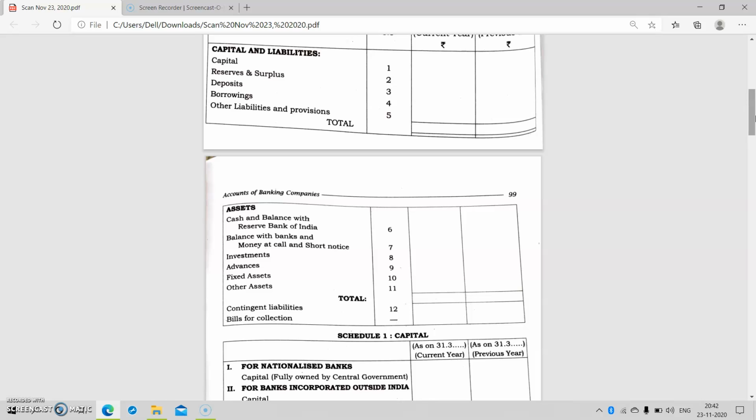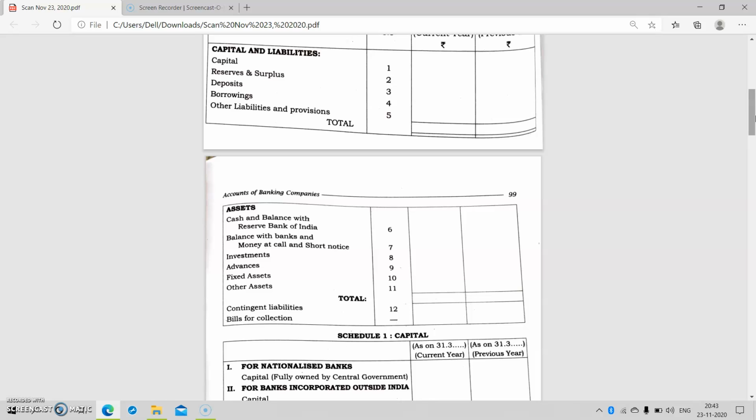You will take the total assets, cash and balance with Reserve Bank of India. First, what we have in our hand and with RBI can be grouped together. And balance with other banks and money at call and short notice will be grouped separately. Investments, advances, fixed assets, other assets and contingent liabilities, and bills for collection. As I have earlier mentioned, contingent liabilities and bills for collection are not part of the balance sheet total. They will be just mentioned as a footnote.